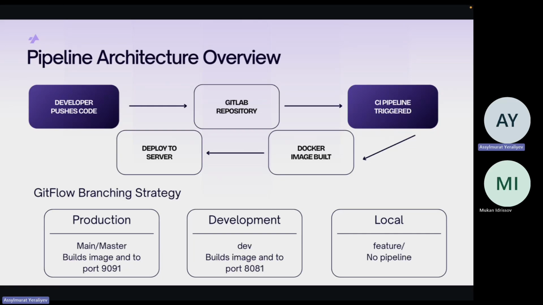Next, we have our pipeline architecture overview. First of all, a developer pushes code to the GitLab repository, and CI pipelines are triggered on push, and the Docker image is built and deployed to our server. Our Docker image is only deployed to production and development. Production uses the main master branch, builds the image and deploys to port 9091, and development uses the dev branch, and for local features there is no pipeline.